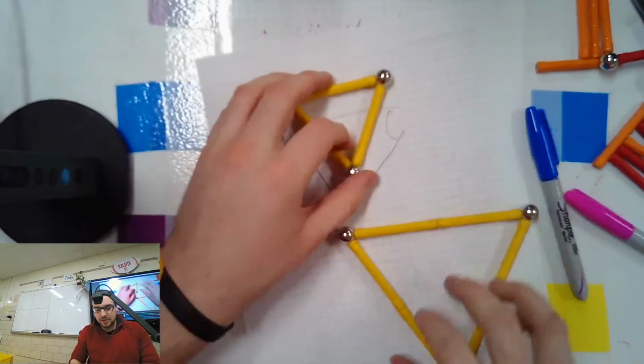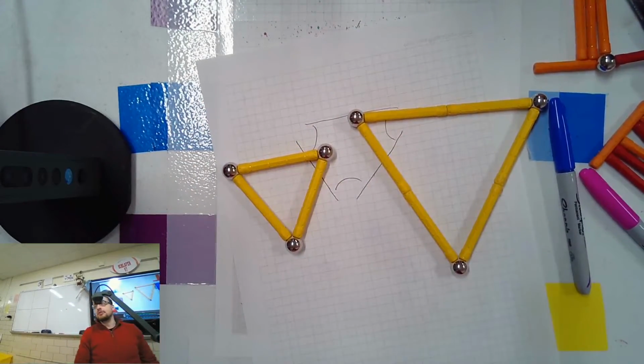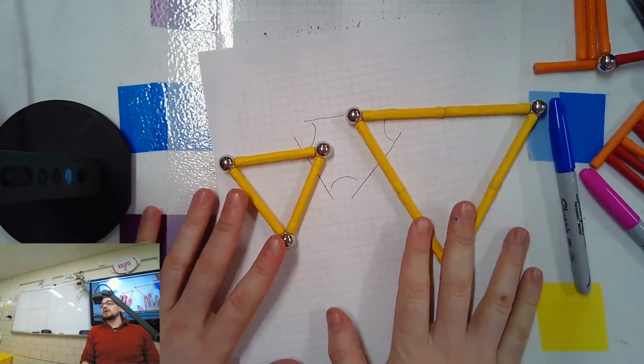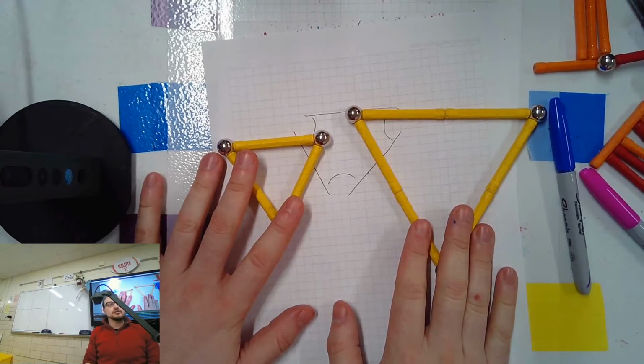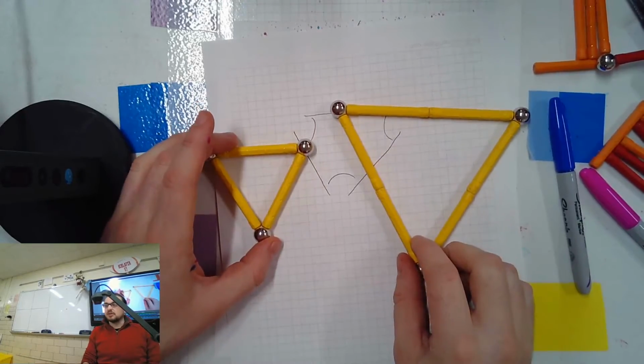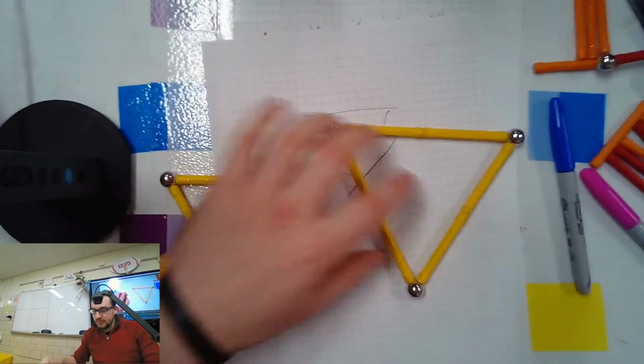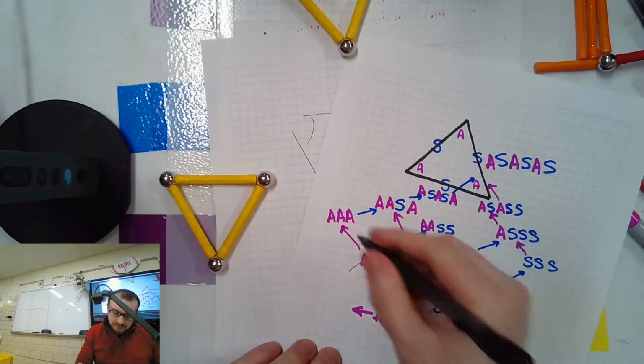But are the triangles actually congruent? No, they're not. We call this similar, and we're going to learn about that later. They are very similar triangles, right? They're pretty much the same, but they're not actually congruent. So all 3 angles isn't enough.